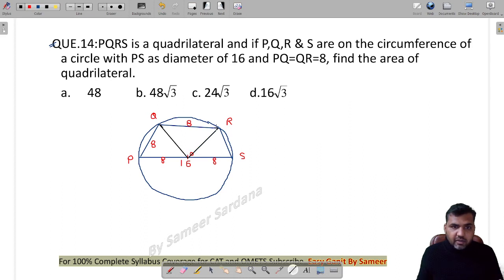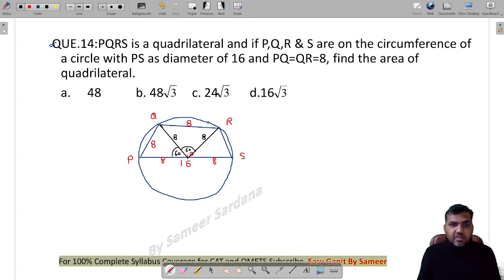Similarly, OR will also be the radius of the circle. This is 8 and this is 8, right? Now guys, look at the triangle POQ. All the sides are equal, so can I say all the angles will be 60 degrees? Look at the triangle QOR. All the sides are 8, so can I say all the angles will also be 60 degrees?